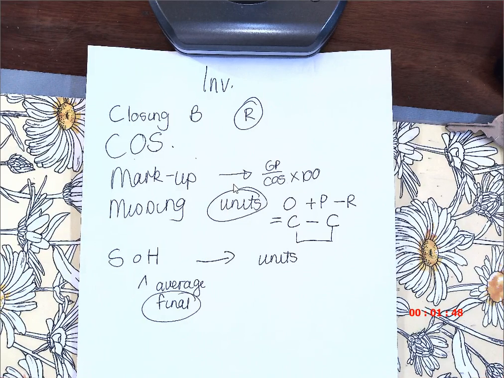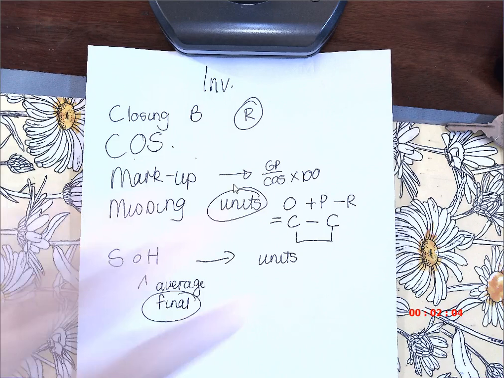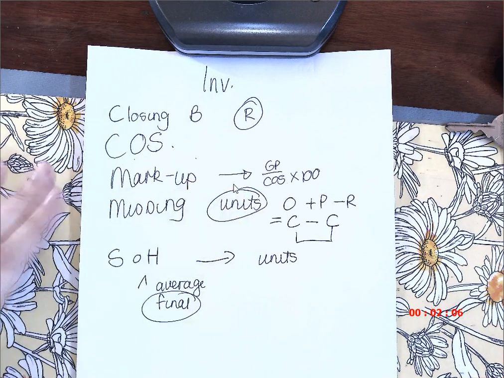The second thing, what was that? I don't want to forget anything. Okay, I'll come back if I remember. So just make sure that you use the final stock on hand. 9 out of 10, just read, okay? And you use the units, not the rands.